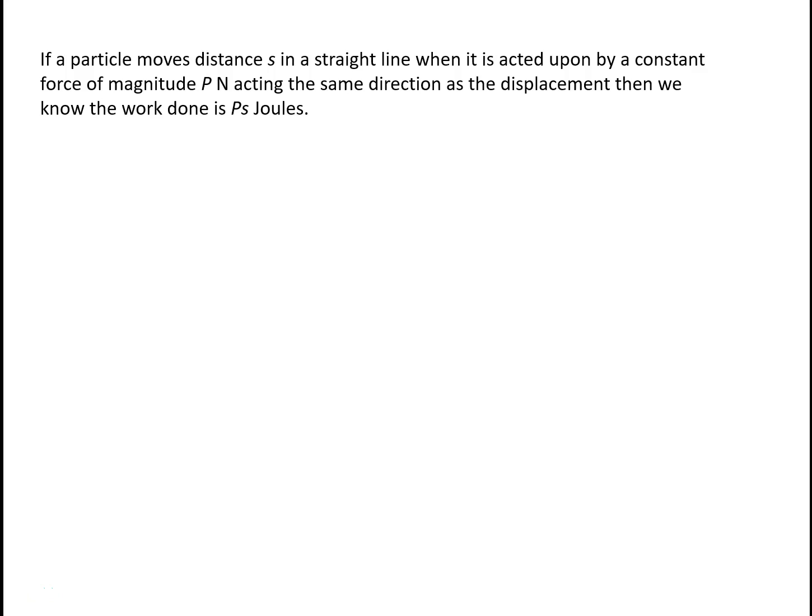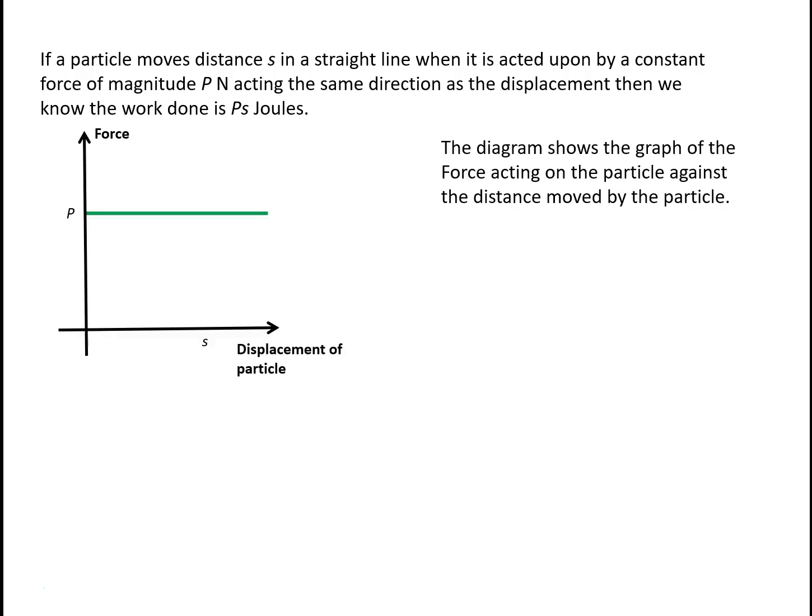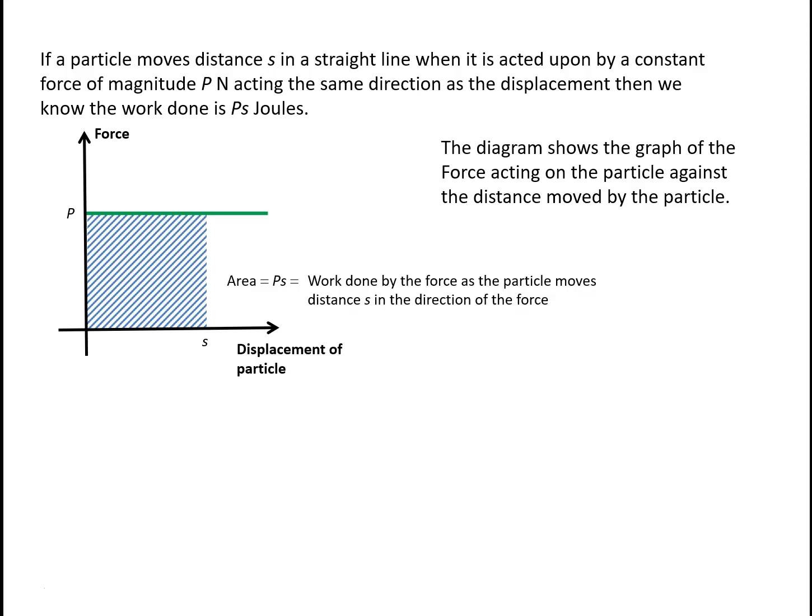Now we know that if a particle moves distance s in a straight line, when it's acted upon by a constant force of magnitude P newtons, acting in the same direction as the displacement, then the work done is P times s joules. Now, if we have a think about the graph showing how the force varies with the distance travelled by the particle, well, because the force is constant, we're simply going to get a straight horizontal line for the graph. And if we think about the area underneath the graph between 0 and s, then that is precisely P times s. So the area underneath this force displacement graph gives us the work done by our constant force as it moves distance s in the direction of the force.